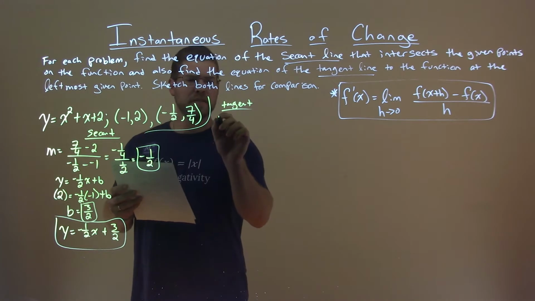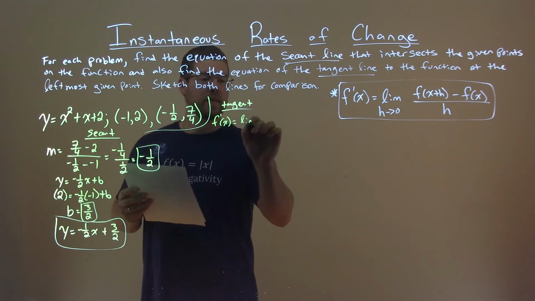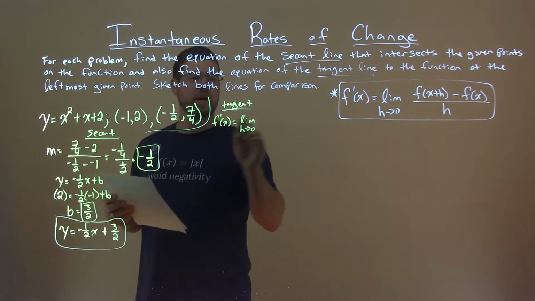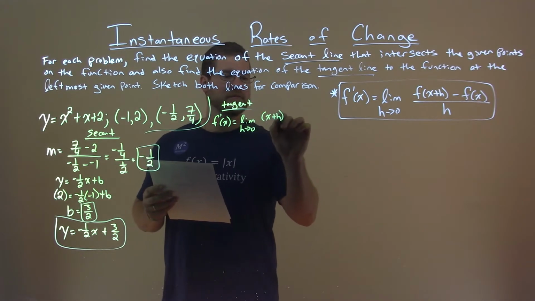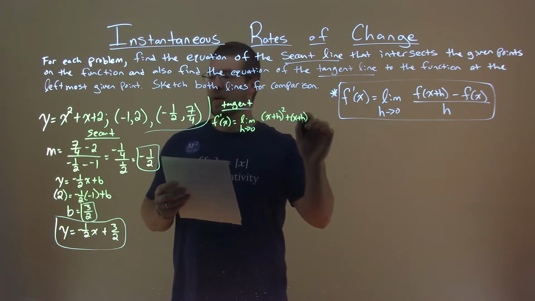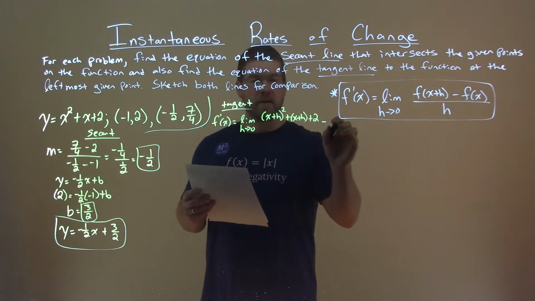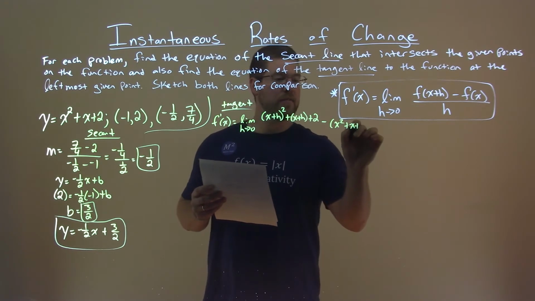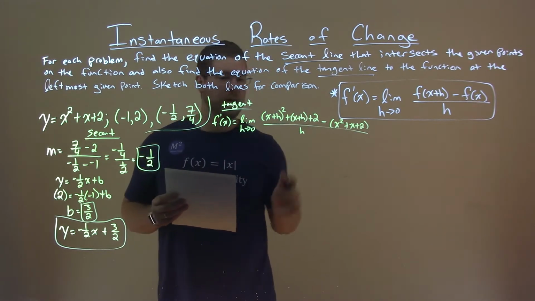So our definition tells us that f prime of x is equal to the limit as h approaches 0 of our function right here. But we're going to put an x plus h in for x. So we have (x plus h) squared plus (x plus h), I'm running out of room here, plus 2, minus the x squared plus x plus 2. All of that is over our h value.